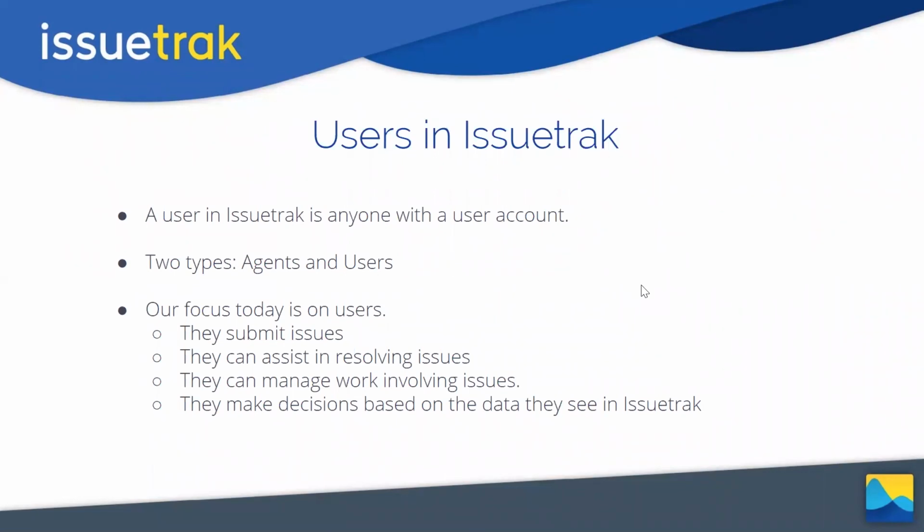So in Issuetrak, when you are a user, you have a user account. Now that account may or may not be able to log into Issuetrak, but it's still an account in Issuetrak. So you have to have a profile that's set up within Issuetrak. It has different information. Now, for the most part, every user in Issuetrak is either going to be an agent user or a standard user. And today we're mostly talking about standard users because we already covered agent users last time.